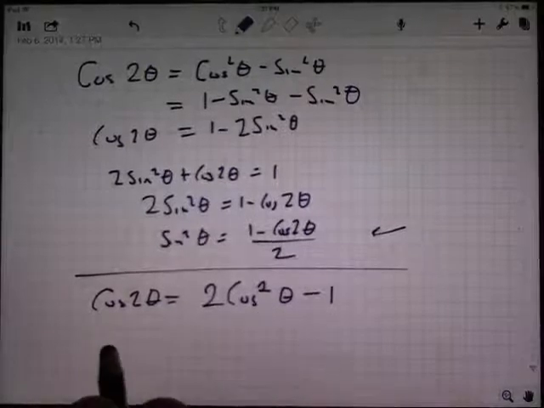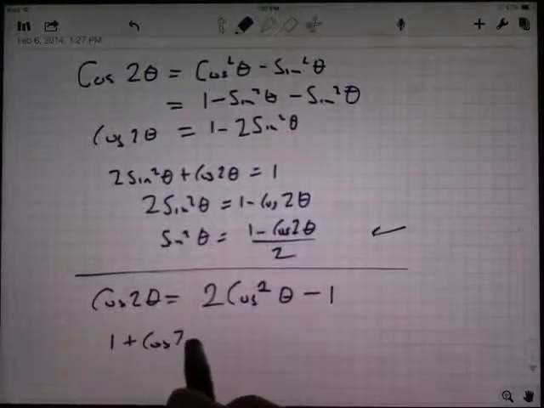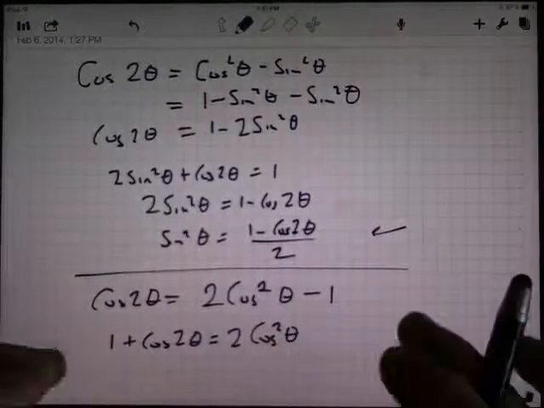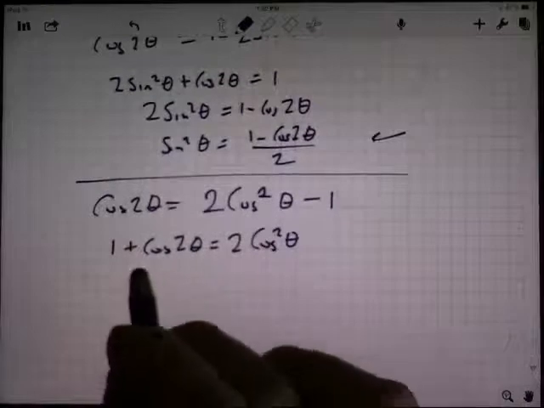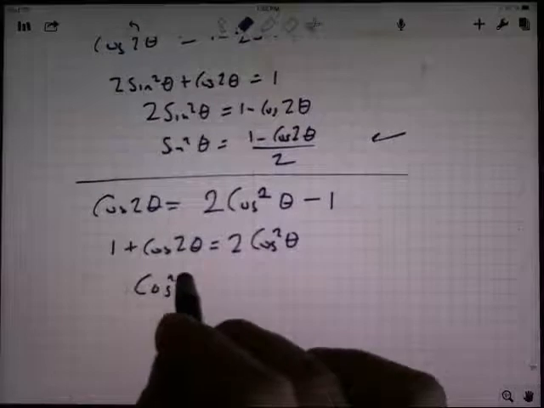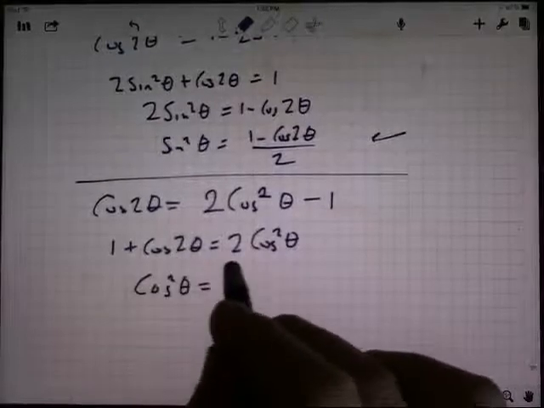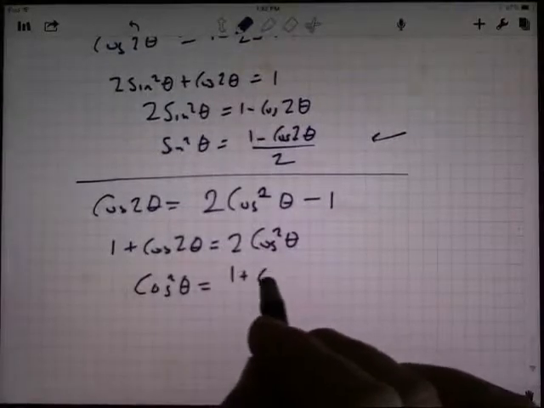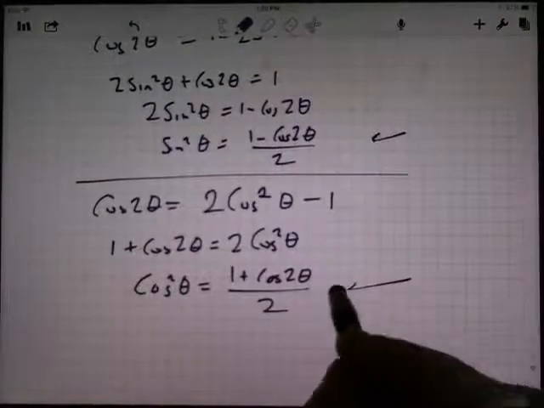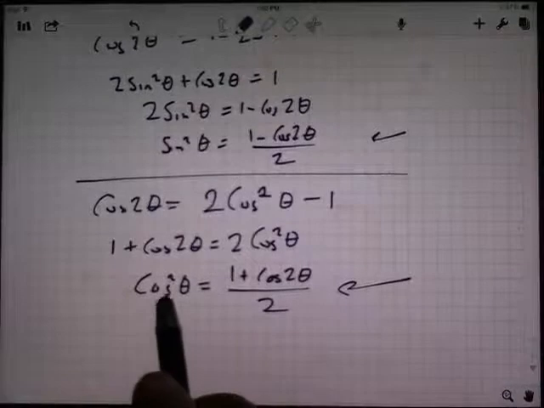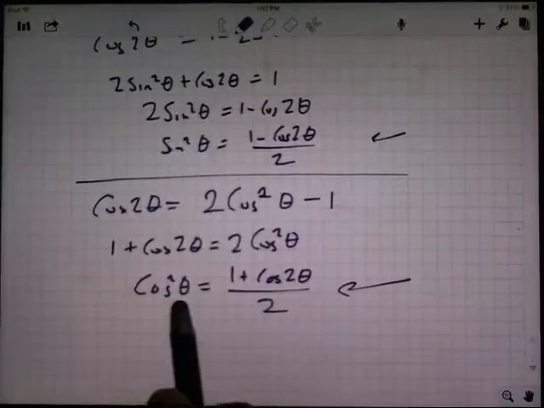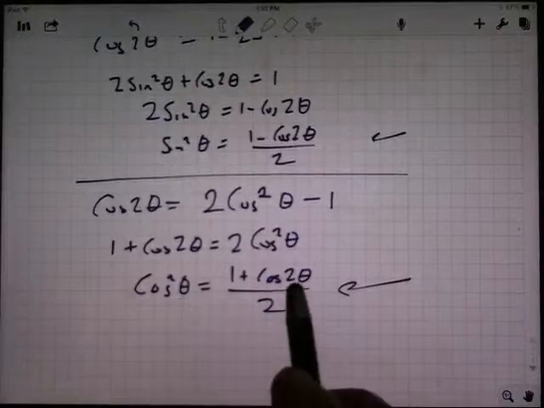So let me add the 1 to the other side. So 1 plus the cosine of 2 theta equals 2 cosine squared theta. And then divide by 2. I'm going to write this on this side. Cosine squared theta is 1 plus the cosine of 2 theta divided by 2. And there is your second power reducing formula. You go from a cosine squared to just a cosine to the first power. In the meantime, the angle doubles. You go from theta to 2 theta.